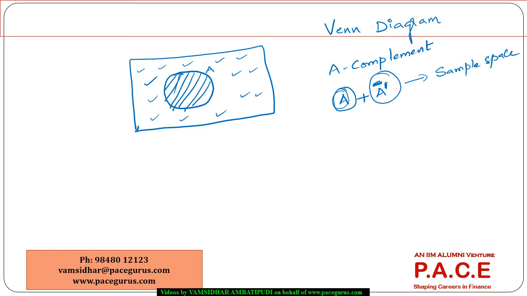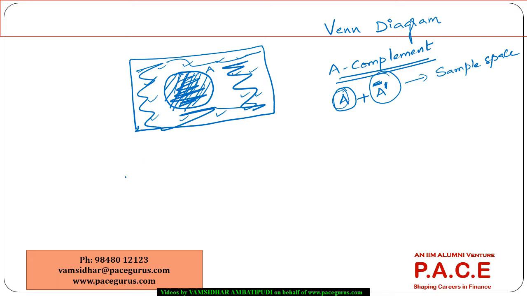So if this shaded part is A, the remaining part of the sample space which does not belong to A is called A complement. So that's one more terminology with respect to sets. Generally, if this is A, this entire part is A complement. Then, with respect to sets, we also talk about a couple of operations that can be performed on the sets. The general operations that we talk of are union and intersection.